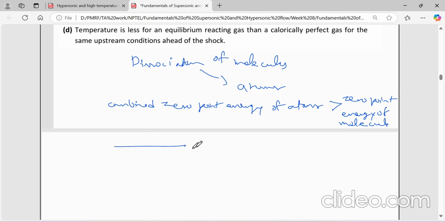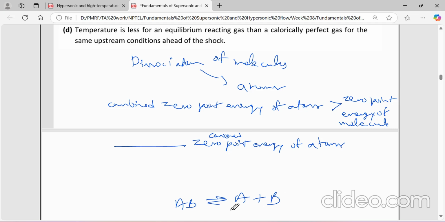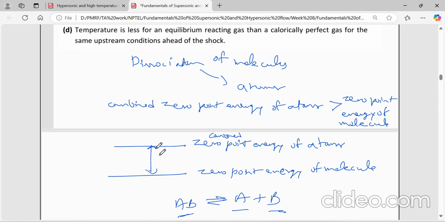Like if this is the zero point energy of atoms combined. After dissociation of AB, we are getting A plus B. So the combined energy of this A and B will be greater than this AB. Let's say this is the zero point energy of the molecule. So this delta will be positive.